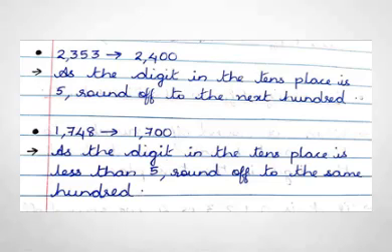Third question is 1748. As the digit in the tens place is less than 5, round off to the same 100. In the case of 1748, the digit in the tens place is 4. So, 1748 is round off to 1700.